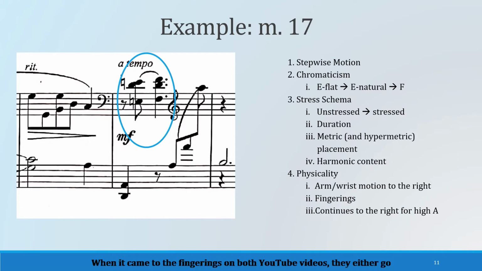When it came to the fingerings on both YouTube videos, they either go from 1 and 4 to 1 and 5 for that octave, or from 1 to 5 to 1 to 5. And so there's a very sort of blocked out hand position that moves up. And that smooth transition continues up to that high A at the end of the measure back in treble clef. And so there's this energy moving to the right in a very smooth fashion.